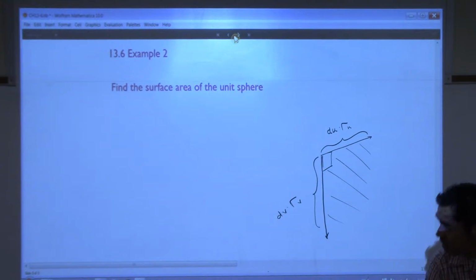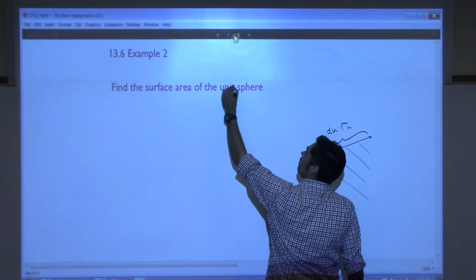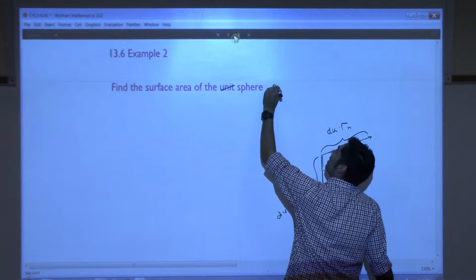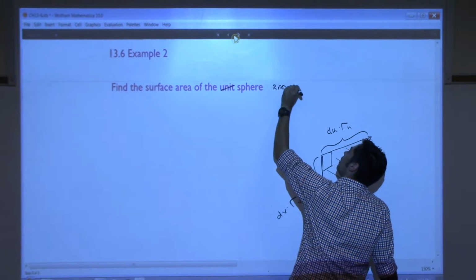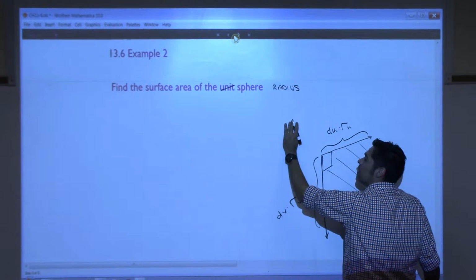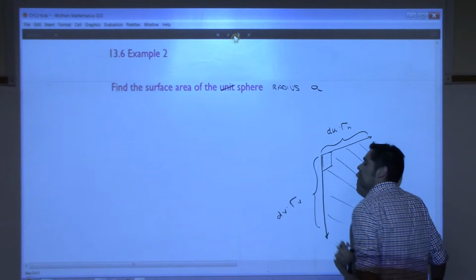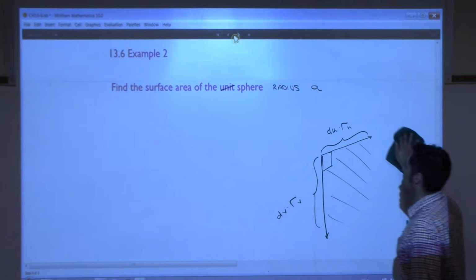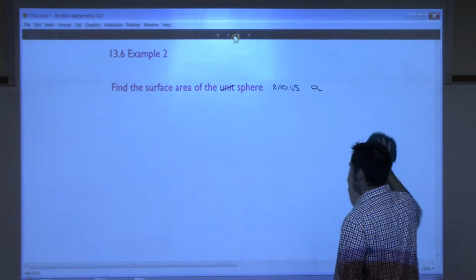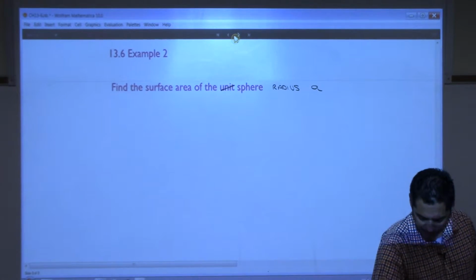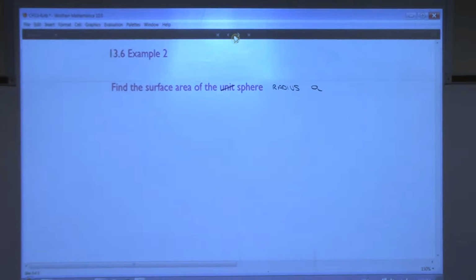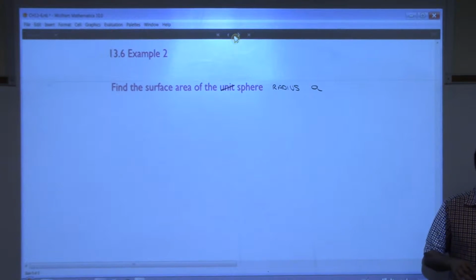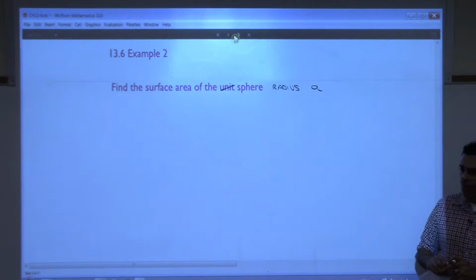I want us to find the surface area, and I want to change this. I don't want the unit sphere. That's too boring. Let's find the surface area of the sphere of radius, so we don't confuse it with other r's, radius a. Now, if you look this up in a book, what's the formula for the surface area of a sphere of radius r? If you don't know it, don't worry about it. 4 pi r squared is the formula. The area of a sphere of radius r is 4 pi r squared.